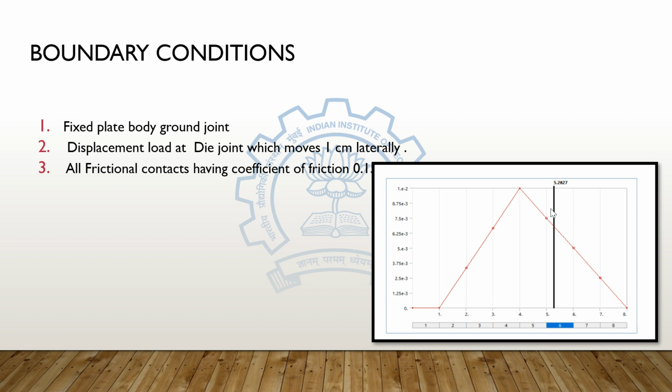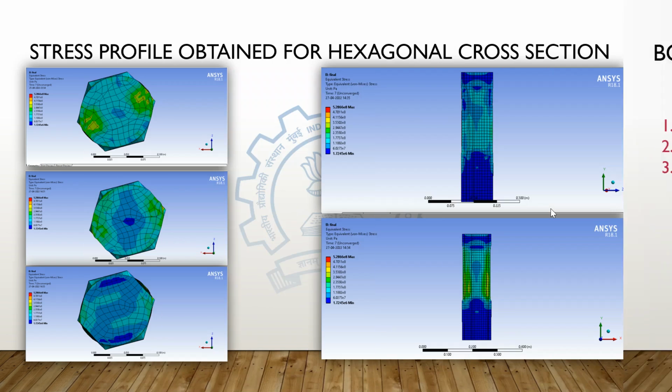Second, the displacement load is provided at the die joint. The dies move laterally 1 centimeter towards each other, compressing the workpiece. As you can see in the graph, for the first 3 seconds the workpiece is being compressed, and for the next 4 seconds the dies move away from each other, relaxing the workpiece. Now I would like to invite Arpit Upadhyay to talk about the results of the model.